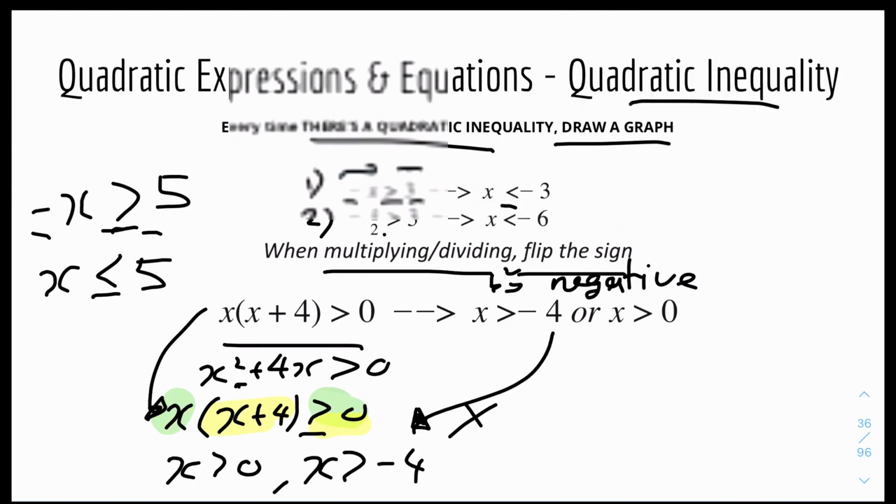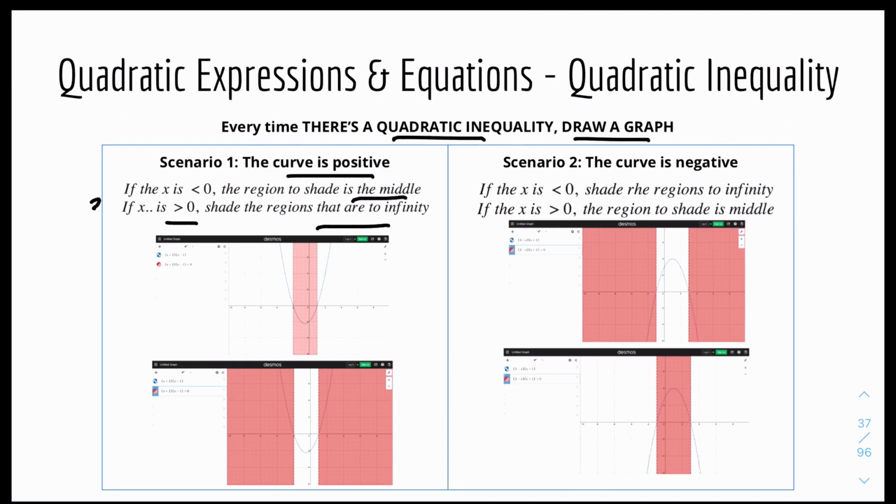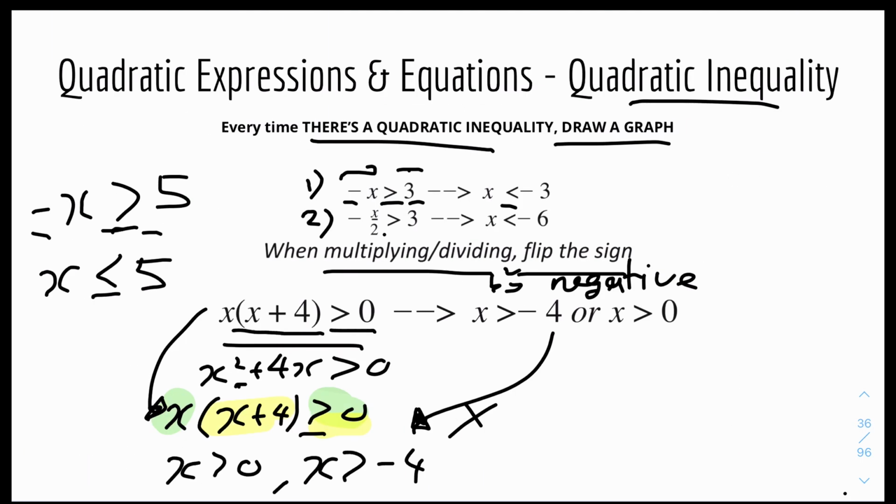So for the example just now, x something is bigger than 0. That means we have to look at this second case right here. We know this graph is a positive graph, and it's set as x something bigger than 0, so we have to shade the regions that go to infinity. Let's do this example now. When you have x and this, we know the roots are x equals 0 and minus 4 right here.